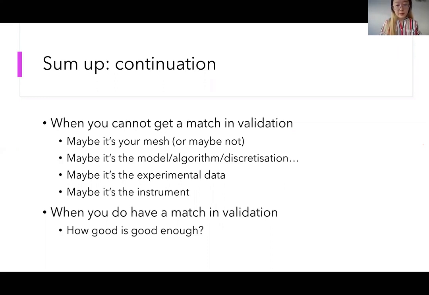And what if you have a match in the validation? How good is it good? 10%, 20%, 1%? With the culvert study that we had, I think the biggest difference between experiments and numerical results was about 10%. And when we were trying to get the result published in the journal, one reviewer did say that 10% is good enough. And we tried to justify that within the field of engineering, 10% is pretty good.